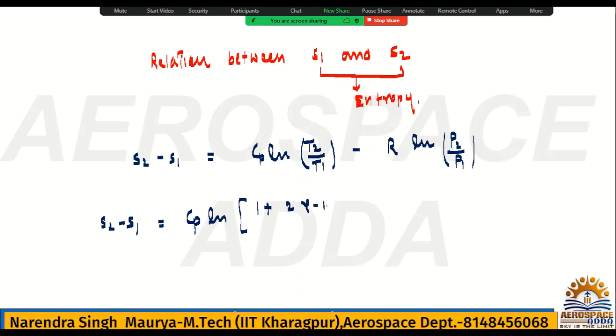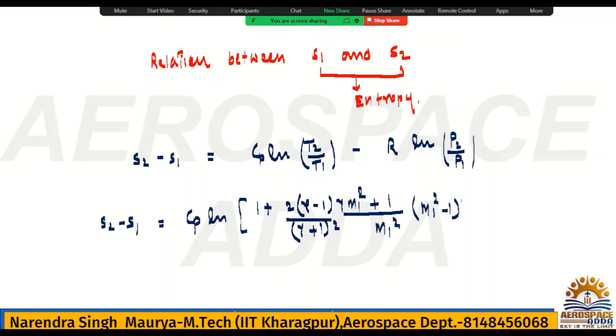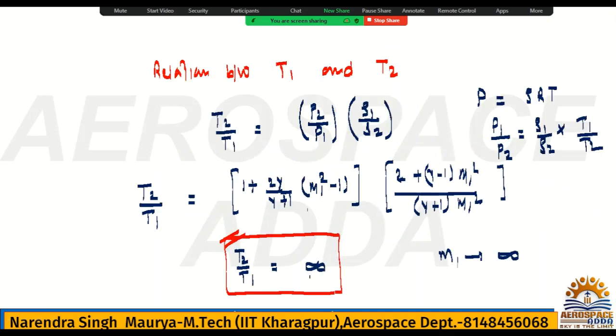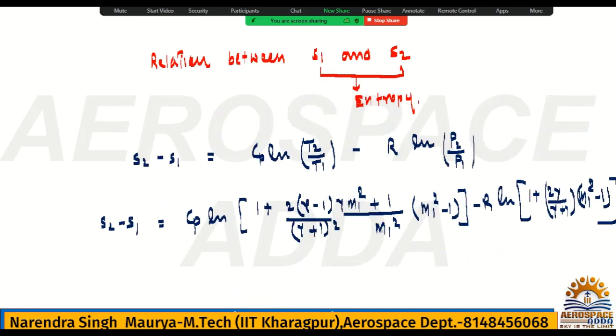1 plus 2 gamma minus 1 by gamma plus 1 whole square, times gamma M1 square plus 1, and this is M1 square, M1 square minus 1, minus R ln 1 plus 2 gamma by gamma plus 1 into M1 square minus 1. If you solve T2 by T1, this relation here, I told you this relation T2 by T1 includes a product and all, so you will get this result. Okay.